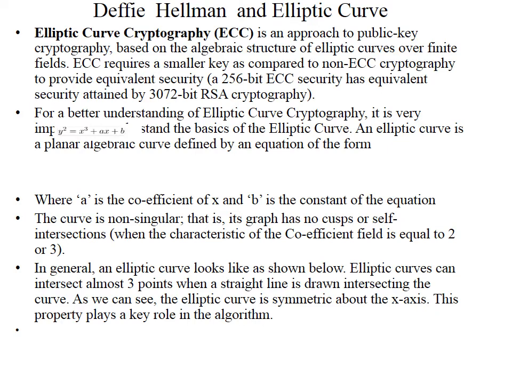For better understanding of elliptic curve cryptography, it is very important to know how we can write it: y square is equal to x cube plus ax plus b is standard. This is a basic equation, where a is the coefficient of x and b is the constant of the equation. The curve is non-singular, that is, the graph has no cusps or self-intersections. In general, an elliptic curve looks like a simple curve, and intersection points we can also find.